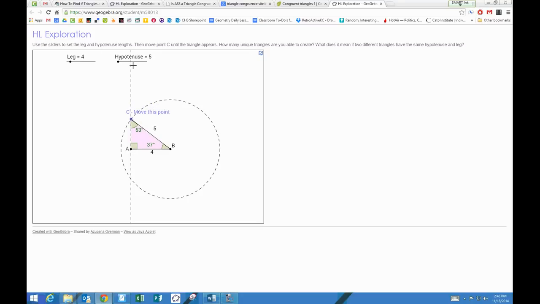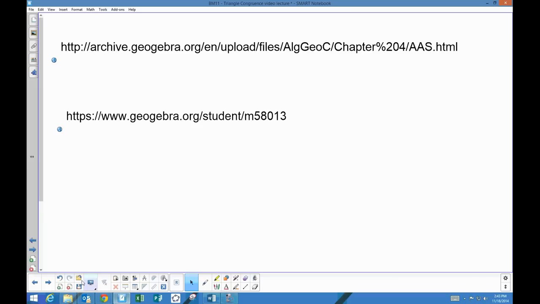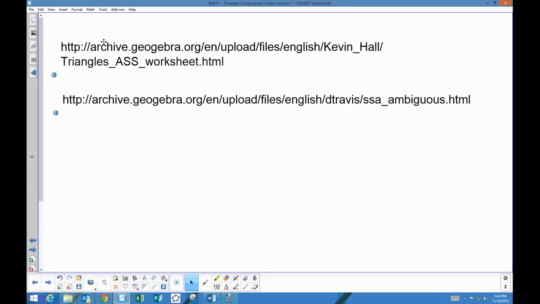And so H is the hypotenuse. The hypotenuse is always the long side of a right triangle or the side opposite from the right angle. And a leg is just one of the other two sides. So if you're given a leg and a hypotenuse and a right angle, then there's only one triangle you can make. Okay? You might be wondering if there's other ones that work.